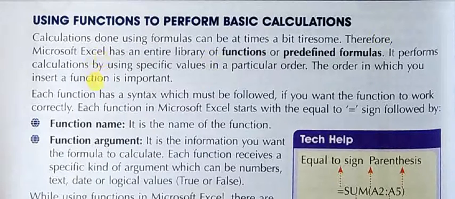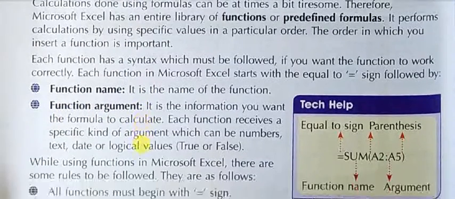The order in which you insert a function is important. The way in which the function is put up is important. Each function has a syntax, meaning the way of writing. If you want the function to work correctly, each function in Microsoft Excel starts with the equal to sign, then the name of the function, then the function argument.